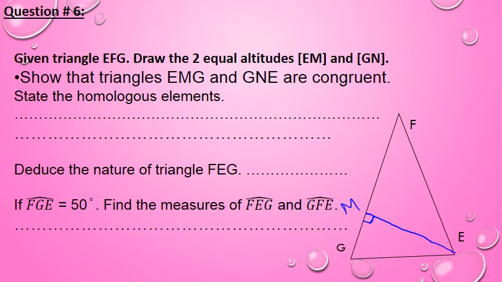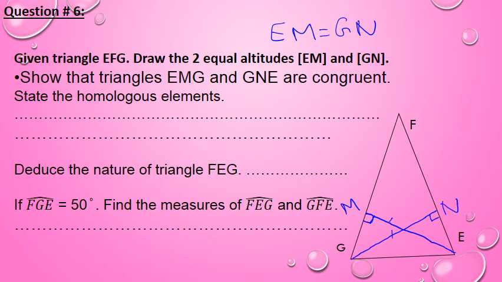The second altitude is GN. So we draw the second altitude issued from the vertex G. It's called GN. When it said draw two equal altitudes, what do we mean by equal altitudes? Which are equal? EM is equal to GN, okay? Now show that triangles EMG and GNE are congruent. We should prove congruency here, okay?